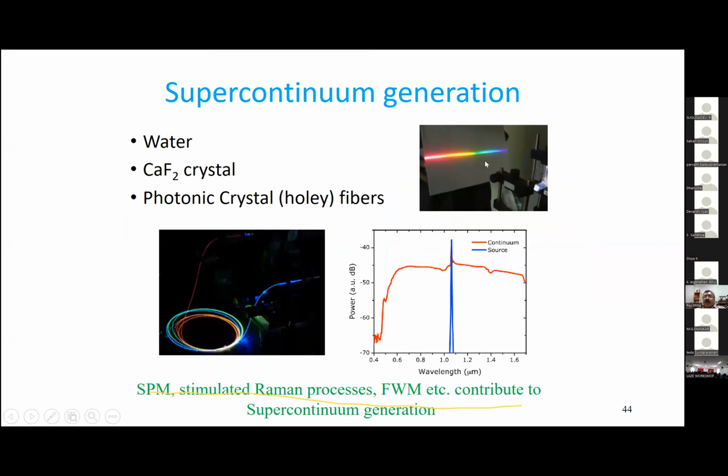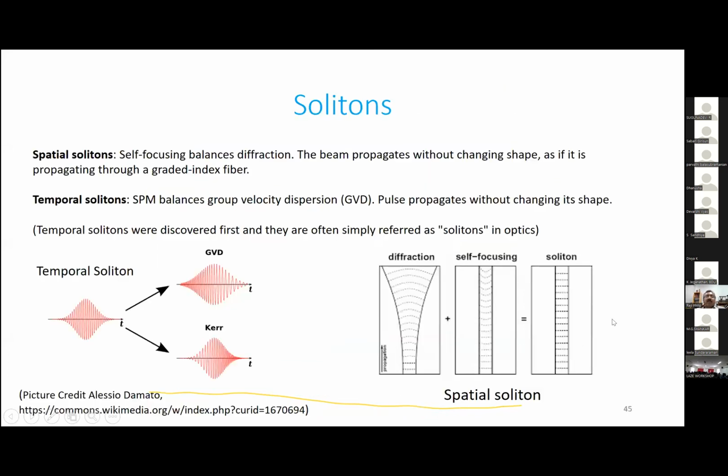Here, this is done in our lab, actually. We are sending femtosecond laser pulses, amplified femtosecond pulses, through just water. Water is a good nonlinear medium if you are using highly intense laser pulses, and see how much it gives you. It actually gives you a rainbow like this. So water is good, CaF2 is much better, and photonic crystal holey fibers are very good. In addition to SPM, we also have stimulated Raman processes, four-wave mixing, etc., which contribute to supercontinuum generation.